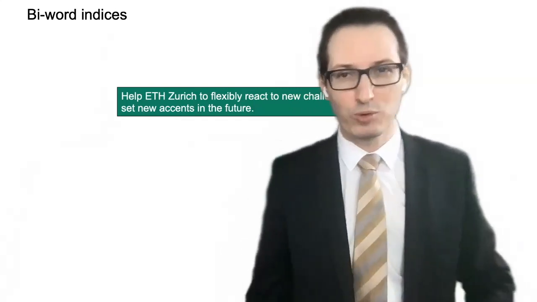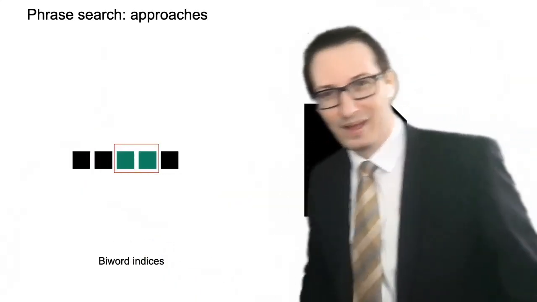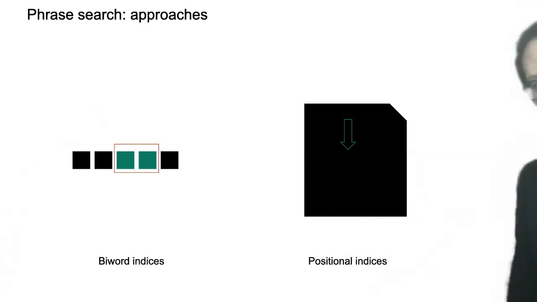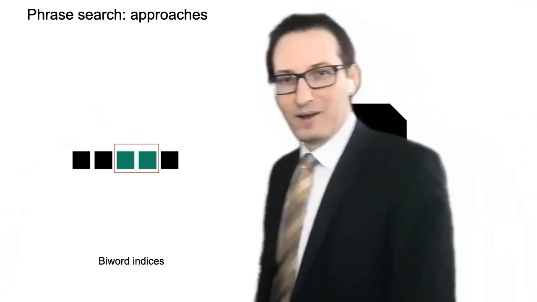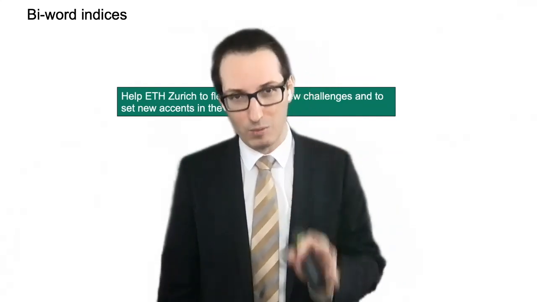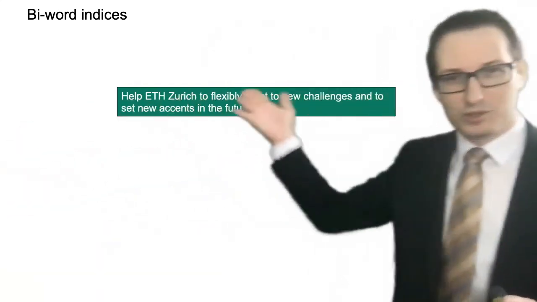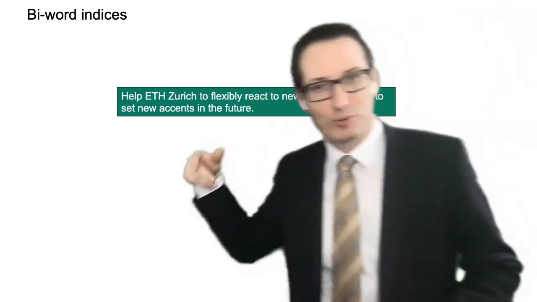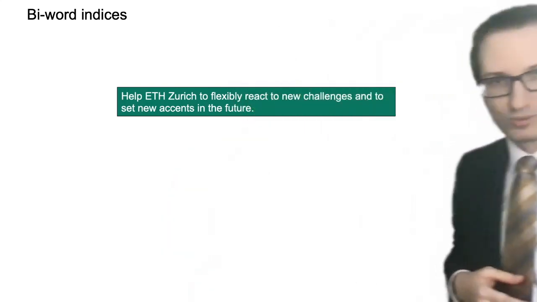So let's start with the byword indices, right? So I'll first do this one, and then once I'm done, I'll go into the positional index. Okay, so how does the byword index work? So here's a document. Right? I think I just copy pasted that from the ETH webpage, probably.